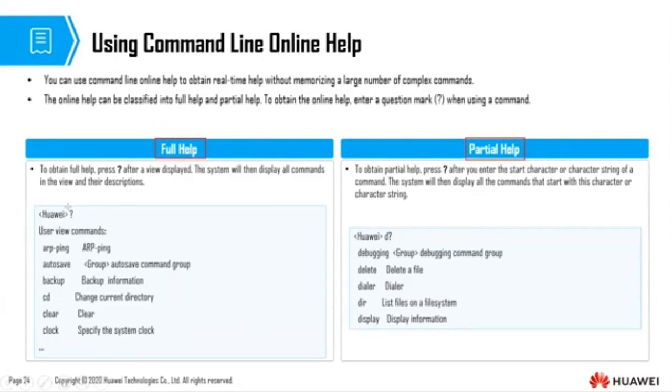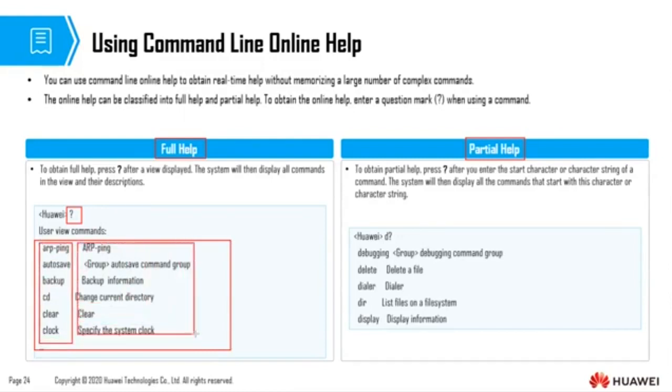As you know, with a character user interface, you cannot always accurately remember the command words and the keywords. So that's why you need help. Now, full help is when you get to a particular view and you just press a question mark, then you press enter on your keyboard. When you do that, a list of all the commands that are possible on that view is displayed. And not just the name of the command in one column, but also the function of that particular command. So that is what we call full help.